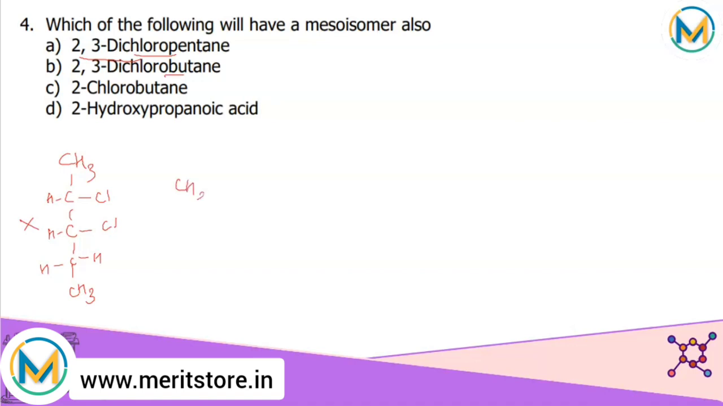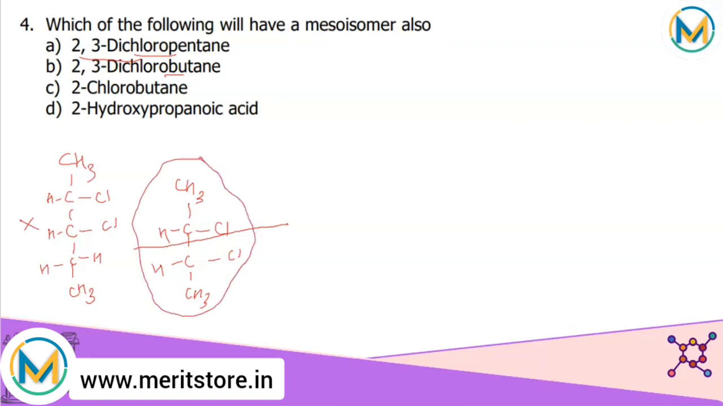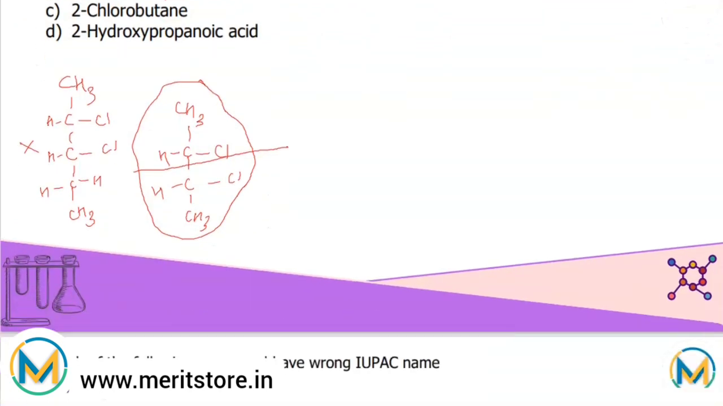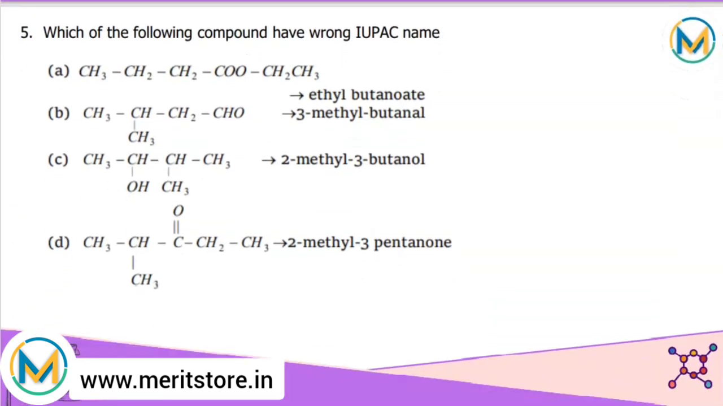So if I draw this, CH3, C, C and CH3, and there are 2,3 dichloro groups. So if I cut this molecule from this plane, I can have 2 equal mirror images, and this molecule is said to have a meso-isomer. So the correct answer for this question is option B, that is 2,3-dichlorobutane. It has a meso-isomer. Looking towards the last question.